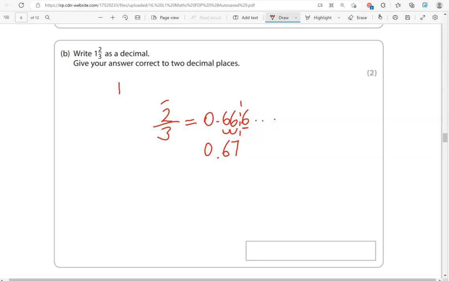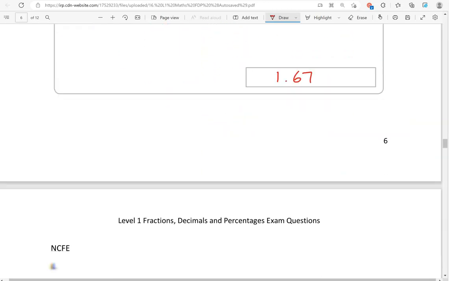Now that's just the 2/3. We've got to add the 1 as well. So 1 plus 0.67, that gives us 1.67. So correct to 2 decimal places as a decimal, 1 2/3 is 1.67.